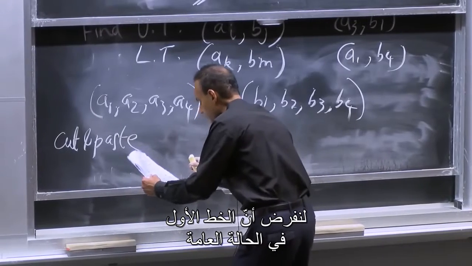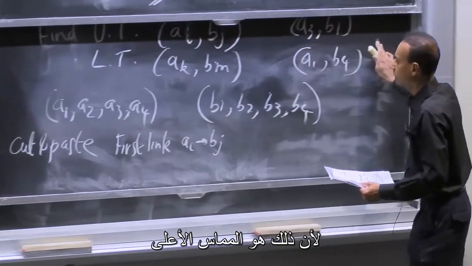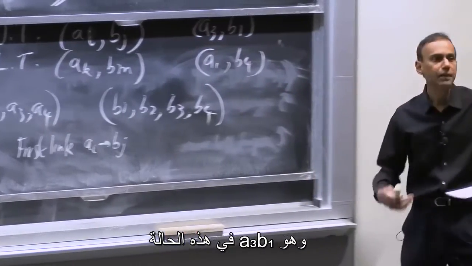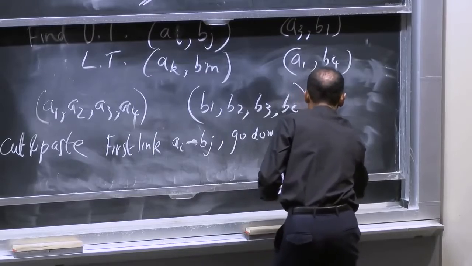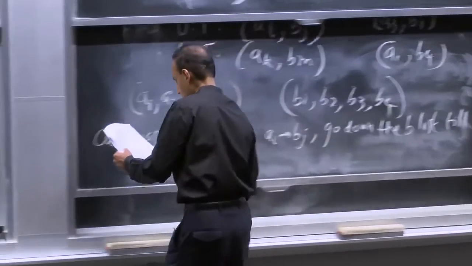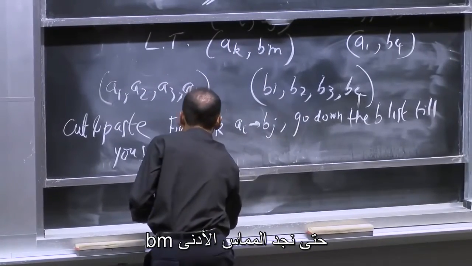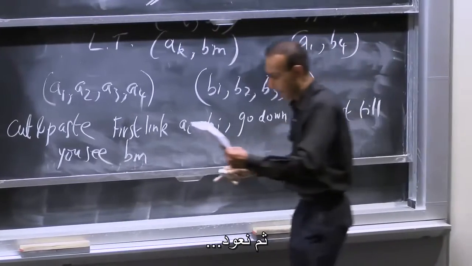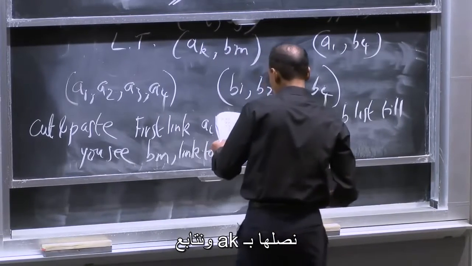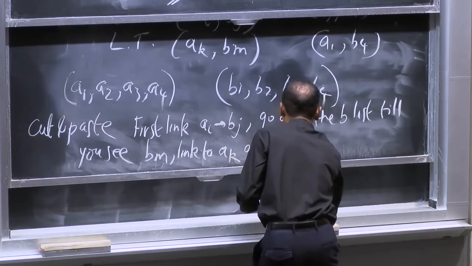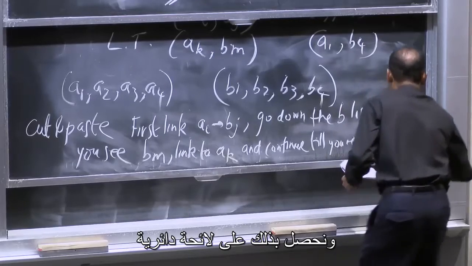So what we're going to do is say the first link, in general, is AI to BJ, because that's my upper tangent. In this case, it's A3B1. Then I'm going to go down the B list till you see BM, which is the lower tangent. You're on the B list, so you're looking for the lower tangent point. You jump till you see BM, link it to AK, and continue till you return to AI. Then you have your circular list.